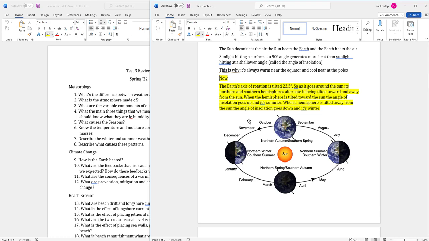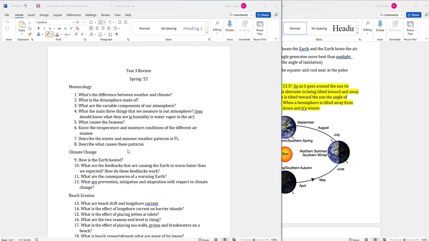And that changes throughout the year as the Earth goes around the sun, right? So here it's summertime in the northern hemisphere, wintertime in the northern hemisphere, and then the southern hemisphere is reversed. When it's summertime up here, it's wintertime down there, and vice versa. Alrighty, cool.